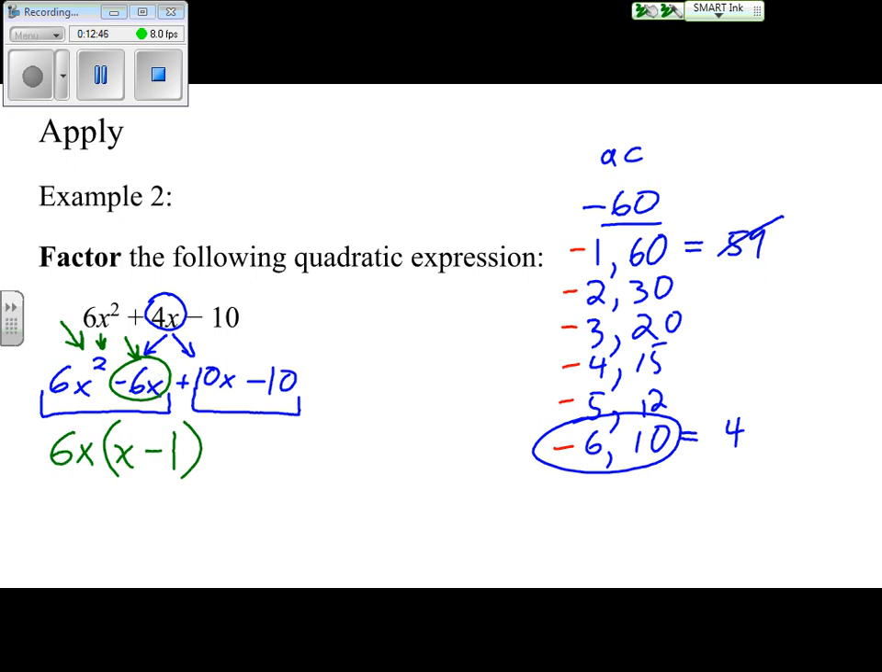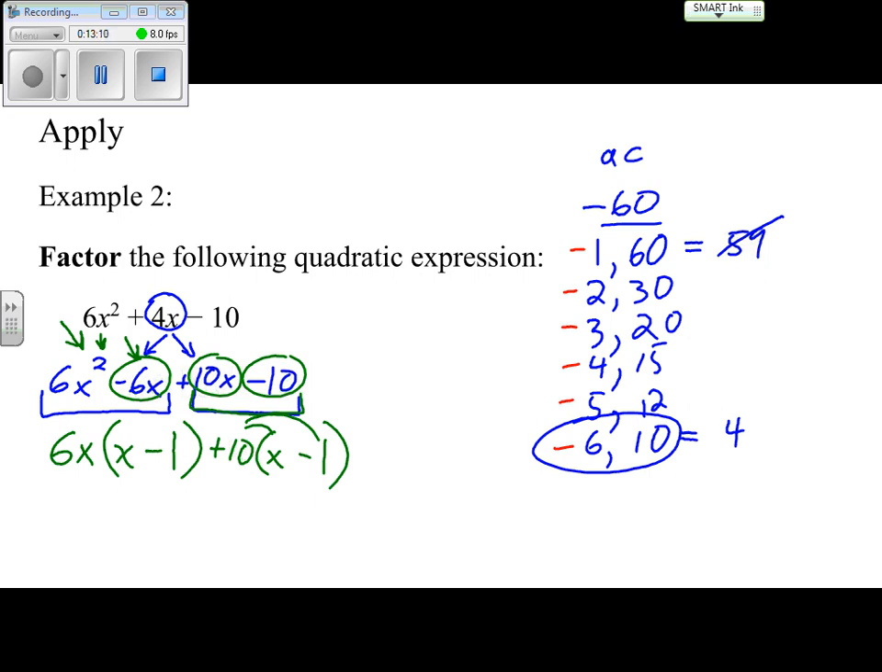Now I'm going to go to this second group that we have here, the 10x minus 10. And what do they have in common? Well, they clearly have a 10 in common, and that's about it. The first one has an x, the second one doesn't. The second one's negative. So again, you could check that. 10 times x gives me 10x, and 10 times negative 1 gives me negative 10. So I've done it. I've pulled out my monomial factor.